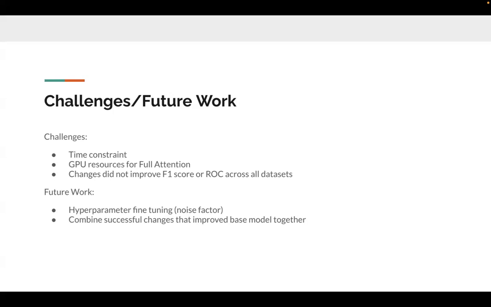Also, specifically for my implementation of the full attention, with more GPU resources and not having to lower the number of heads and the dimensions, full attention might have performed even better. We also see that changes did not improve F1 score or ROC values across all data sets. Some future work would be more hyperparameter fine-tuning, like the noise factor, or combining all of our most successful changes together to see what improves more.